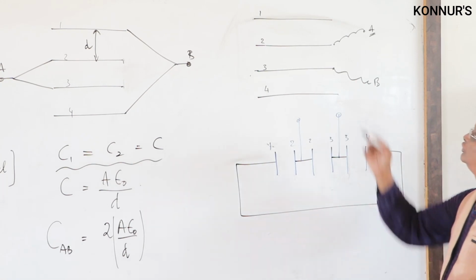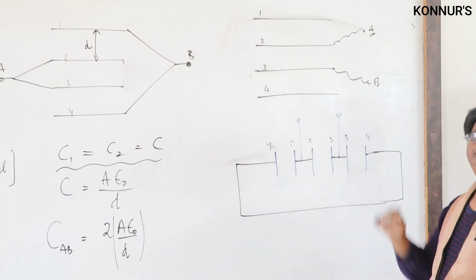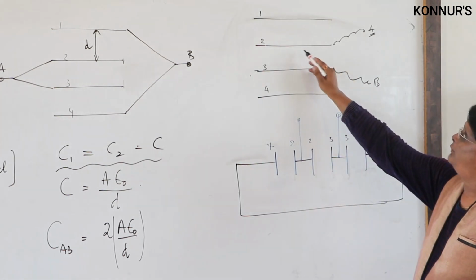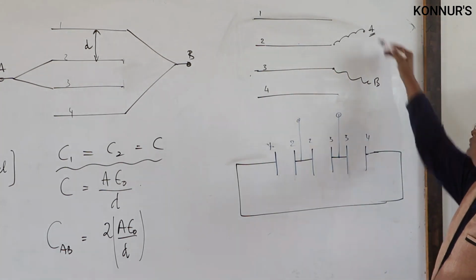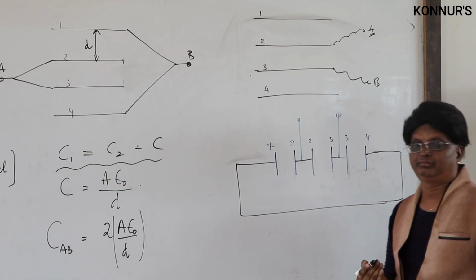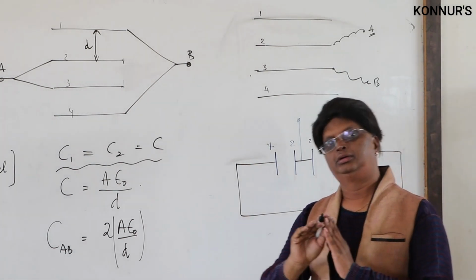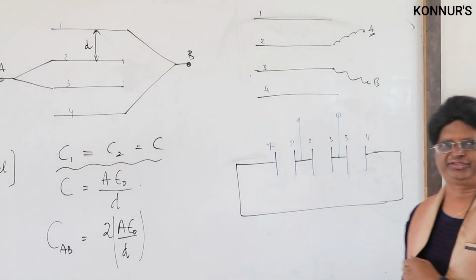Look here, again shown 4 plates, but this time how they are connected to potential points. I have made 2 and 3 points connected to the potentials VA and VB. Now across AB, what will be the effective capacity of the arrangement of the system?